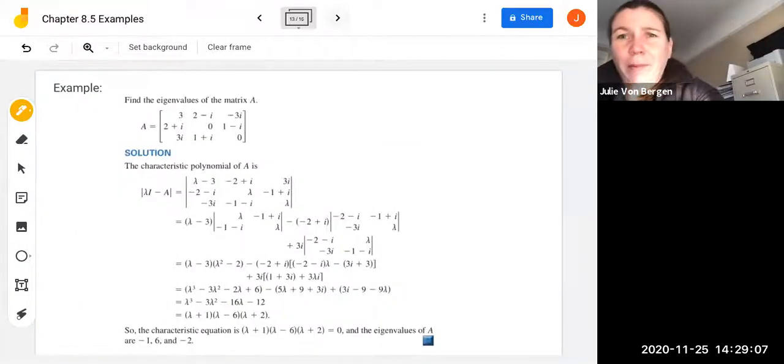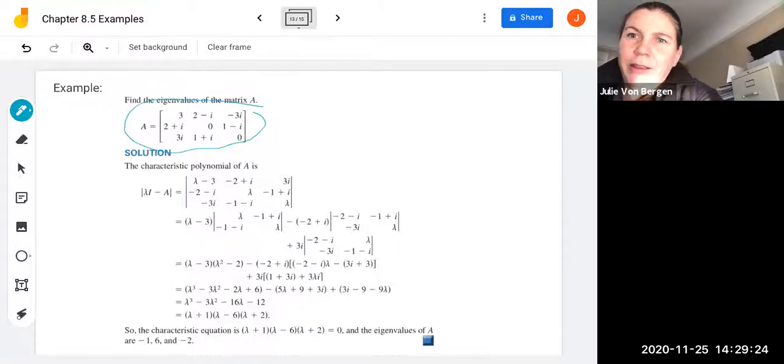So let's take a look at an example. Here's matrix A, and we are going to find the eigenvalues of this matrix A. This is the matrix that we already verified by inspection as Hermitian. So we start with the characteristic polynomial, lambda I minus A. That gives us our lambdas minus our diagonal values, and then we factor out the lambda minus 3.